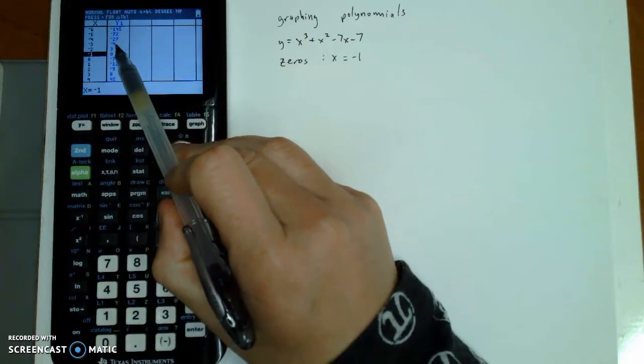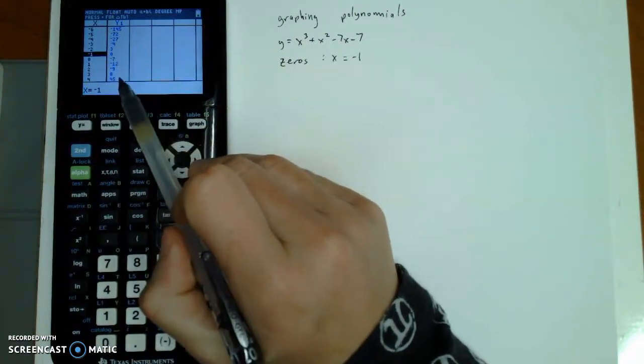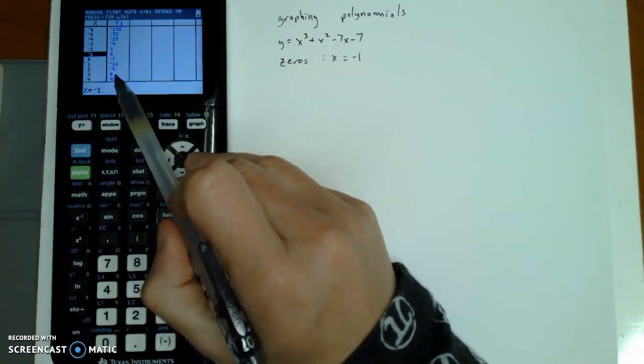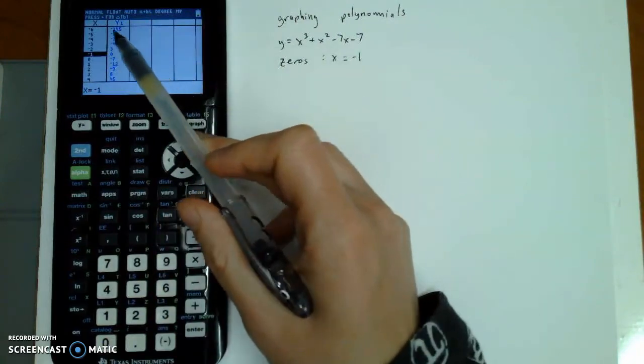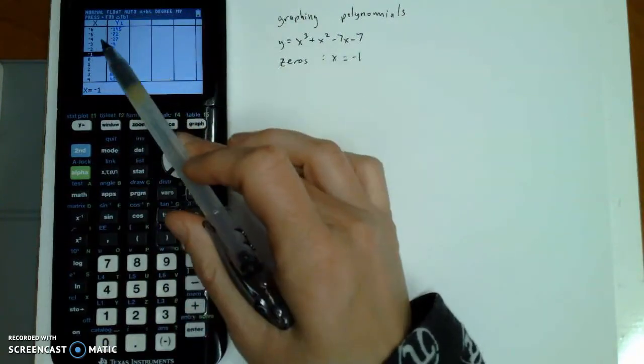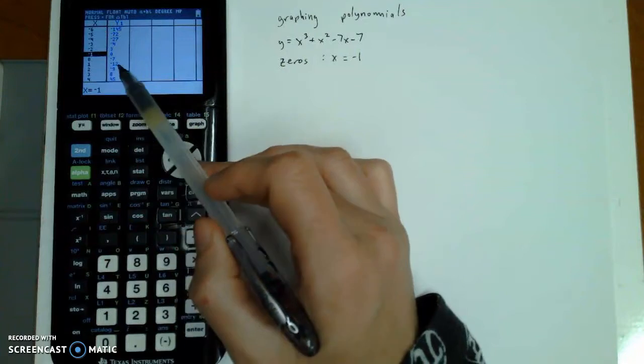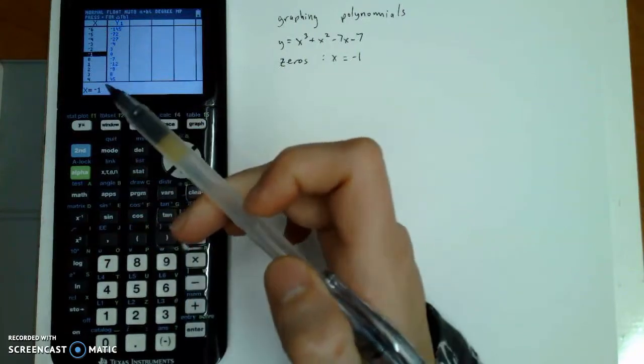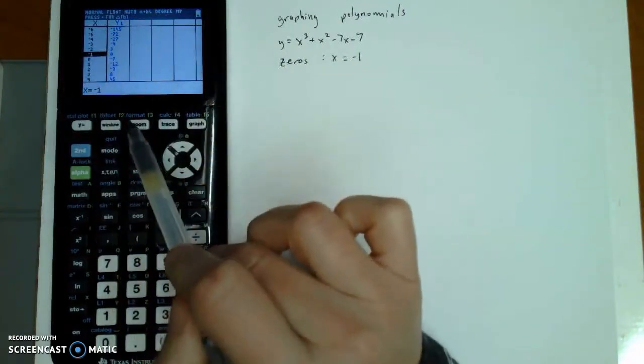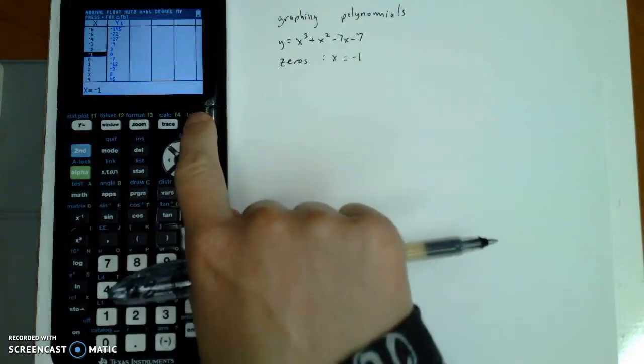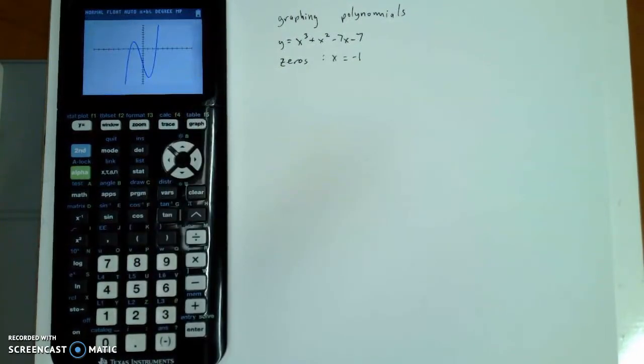Now again, I said I should have one somewhere between -3 and -2, and between 2 and 3, but this is only giving me integers on the x. So because it wasn't an exact value, I can't see that on my table. Let's go back to my graph.